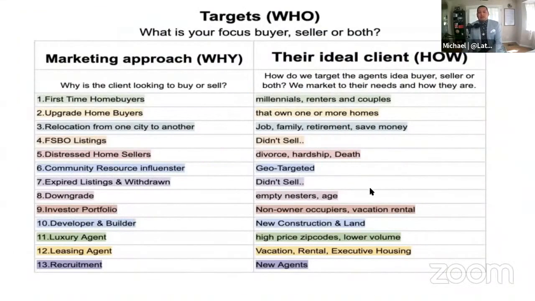So let's talk about this now. We know the who, we know the why, we know the how. Let's get into that, right? So why is the client looking to buy or sell in all these different categories? So Norman, tell us a little bit about this slide.